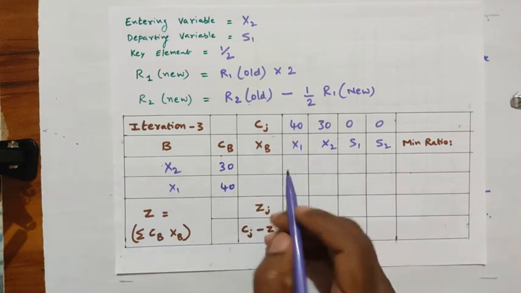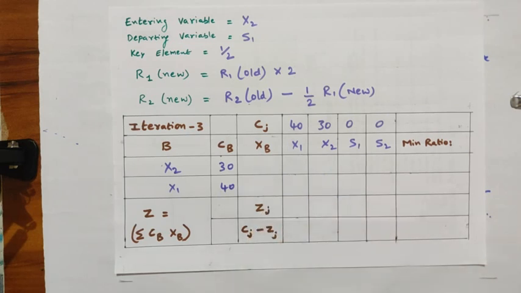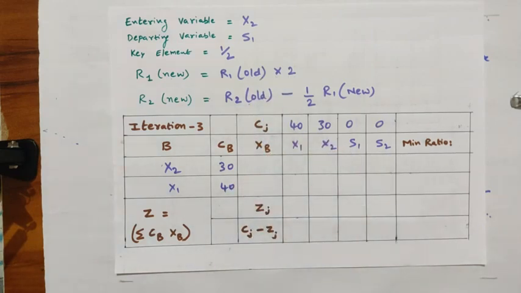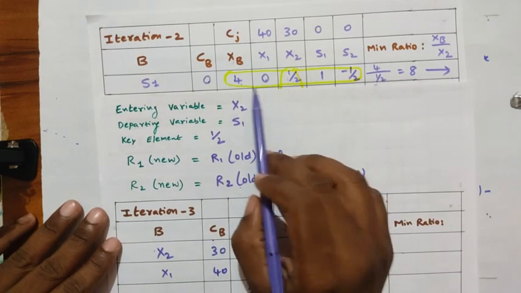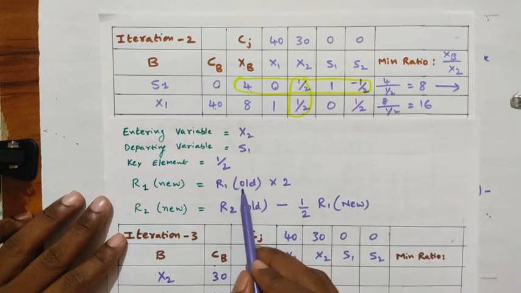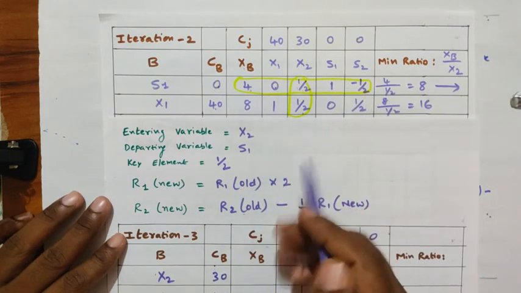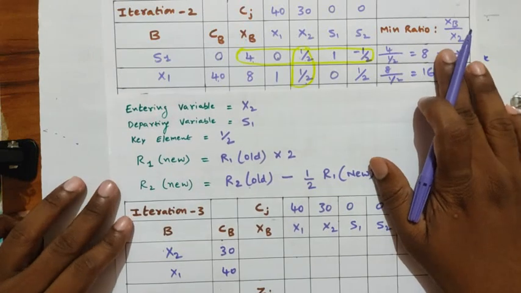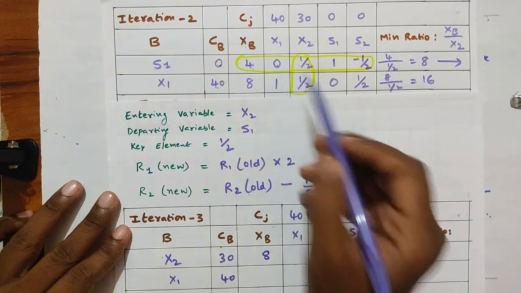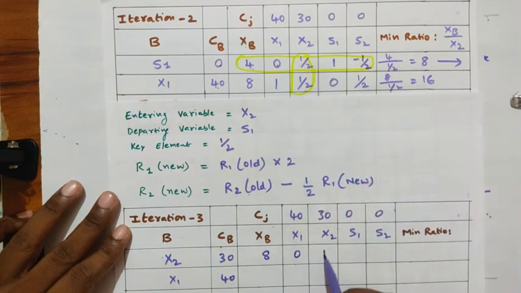And if you see the values here, the formula is R1 new is equals to R1 old into 2. So we want to know first R1 old. R1 old is this one, 40, half, 1 and minus 2. So R1 old into 2, we need to make into 2. Like 4 into 2, it will be 8. 0 into 2, 0. Half into 2, 1. 1 into 2, 2. Minus half into 2, minus 1.